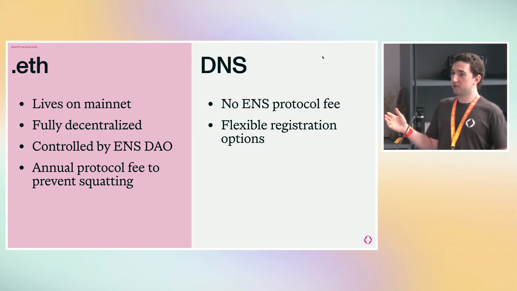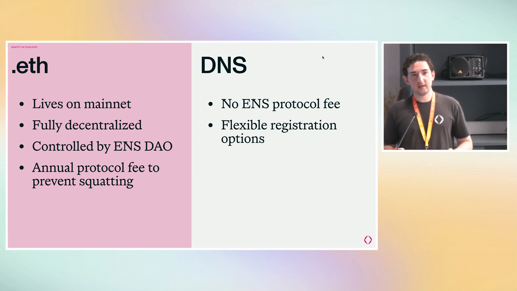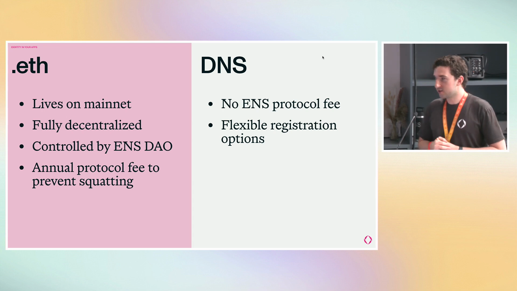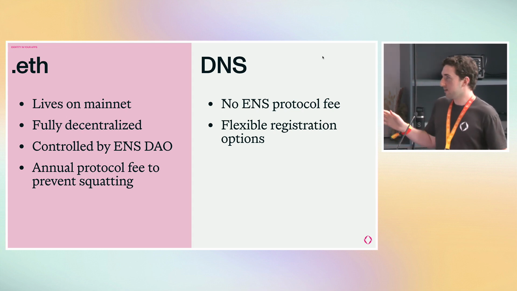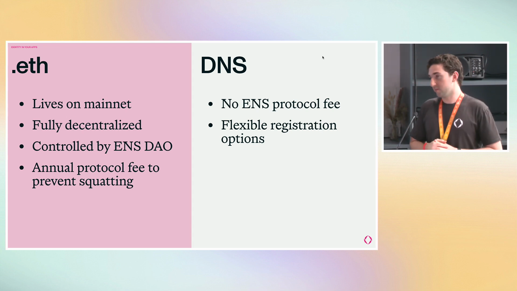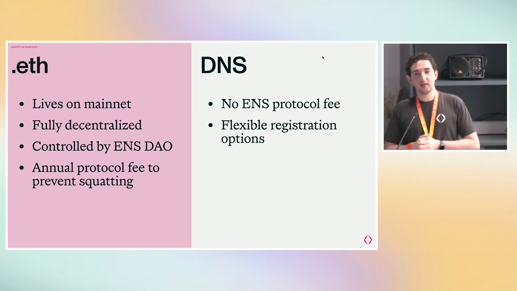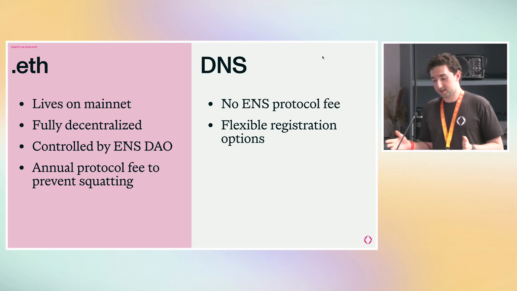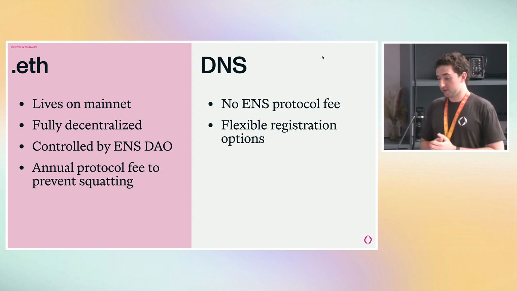So .eth is really the top dog in decentralization for on-chain domains. It lives on mainnet Ethereum, it is fully decentralized, controlled by ENS DAO, and there is an annual fee to make sure that the namespace stays healthy. Whereas on the DNS side, a lot of these things are not true. It's not entirely decentralized, it doesn't live on Ethereum necessarily, and there's no protocol fee. So it's just a matter of trade-offs, but the point here is that ENS respects existing internet infrastructure and is not just limited to .eth in this closed system. We really try and bridge the gap between all of the internet.